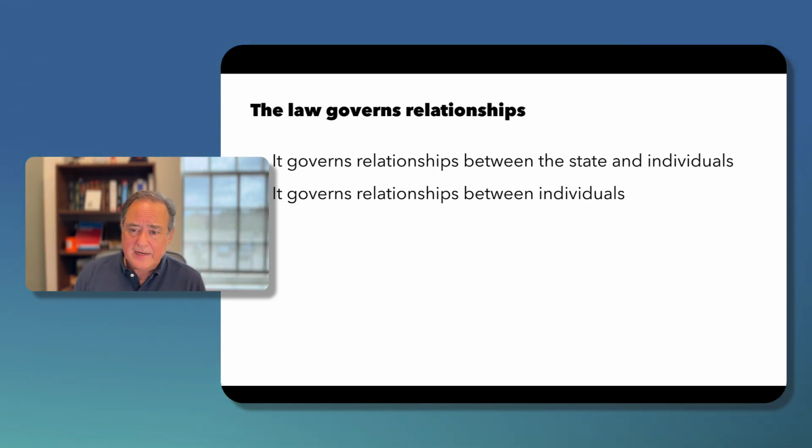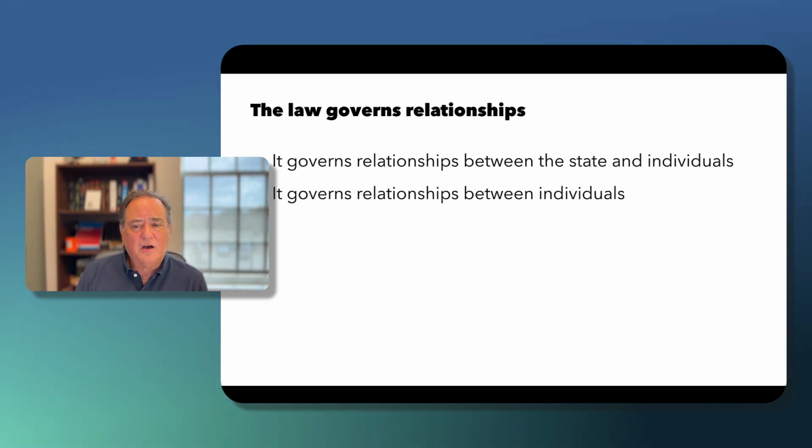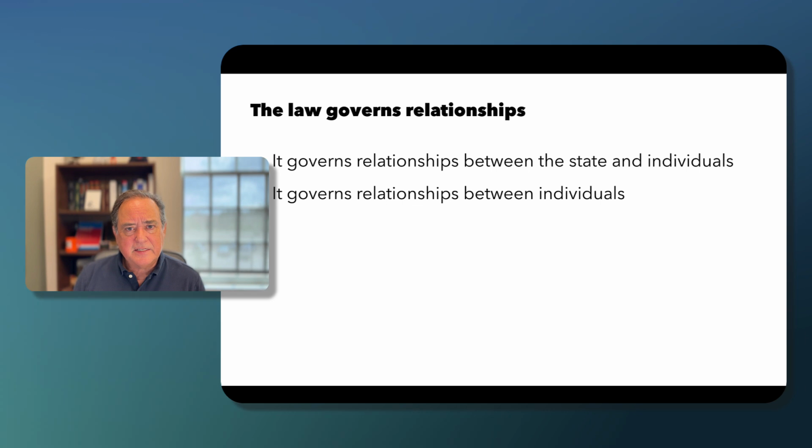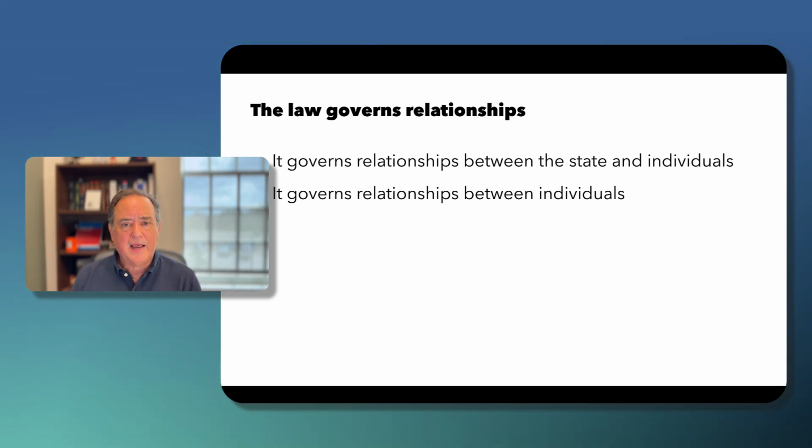Now, the second type of relationship the law governs is the relationships between individuals, such that there are rules, for instance, for contract making and contract enforcement, private business affairs, nevertheless, that are governed by these laws.